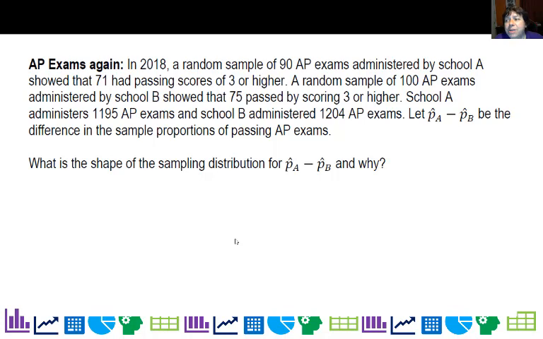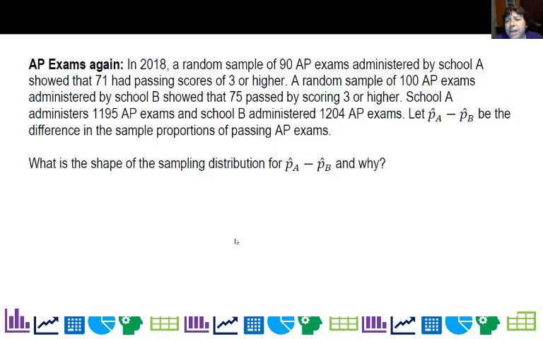So let's go ahead and look at AP exams again. Now we're going to do a slightly different context. A random sample of 90 AP exams administered by School A showed that 71 had passing scores of 3 or higher. A random sample of 100 AP exams administered by School B showed that 75 passed by scoring 3 or higher.